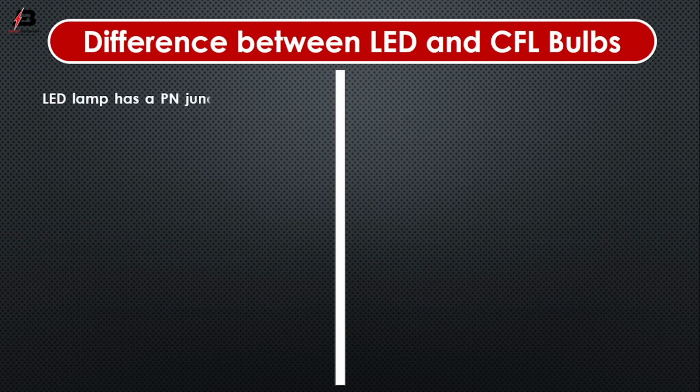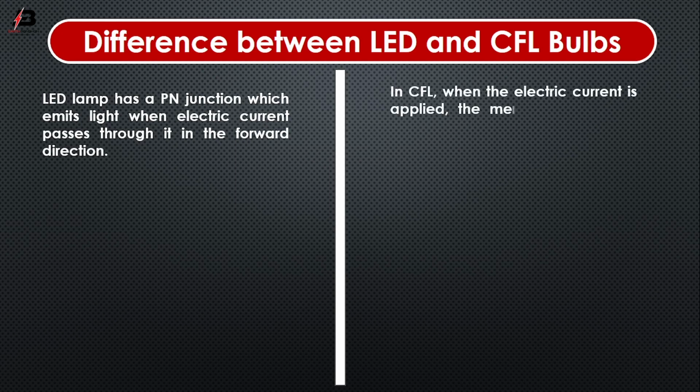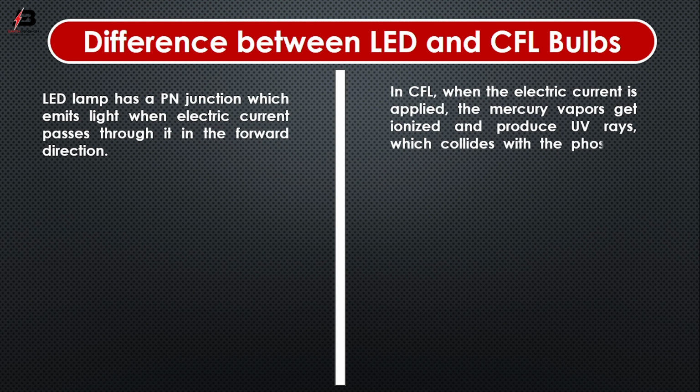LED lamp has a PN junction which emits light when electric current passes through it in the forward direction. In CFL, when the electric current is applied, the mercury vapor gets ionized and produces UV rays which combine with the phosphor coating to produce visible light.